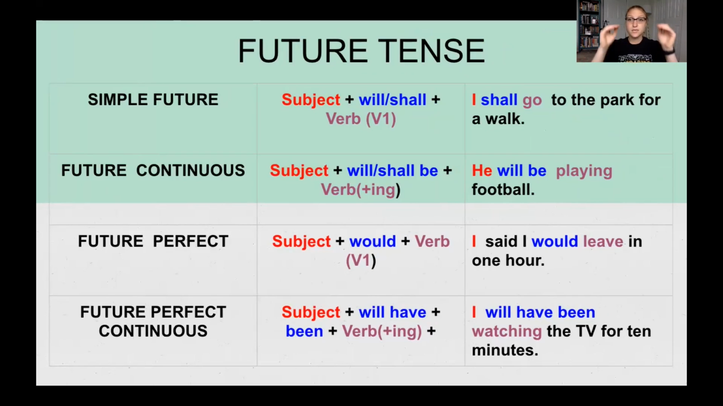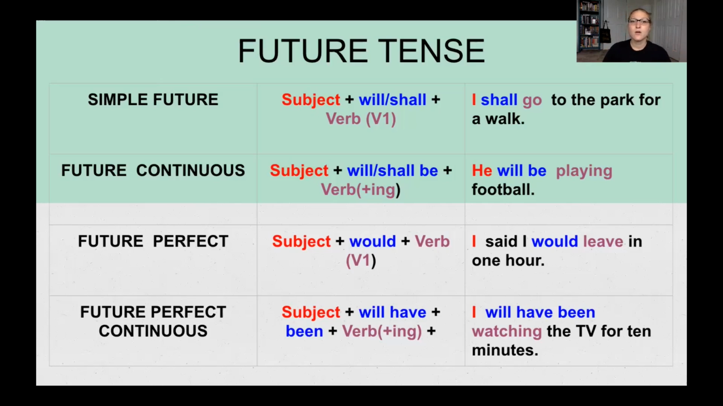So let's go back up to the top of my chart and head on with that simple future column. So, subject plus will or shall. Most of the time it's going to be will. In my example, I use shall because I'm fun that way. And then we have our action verb, go.